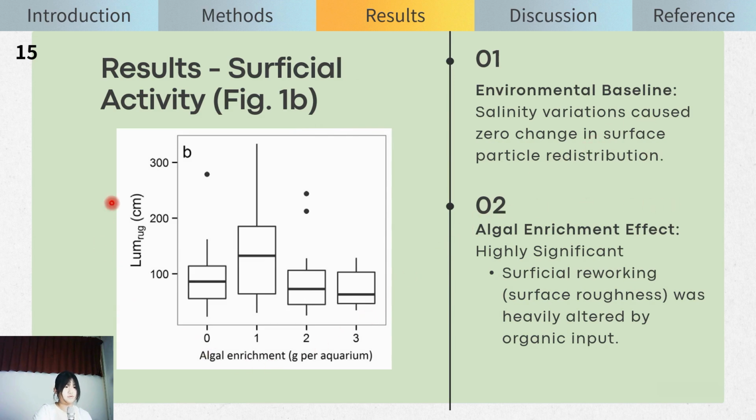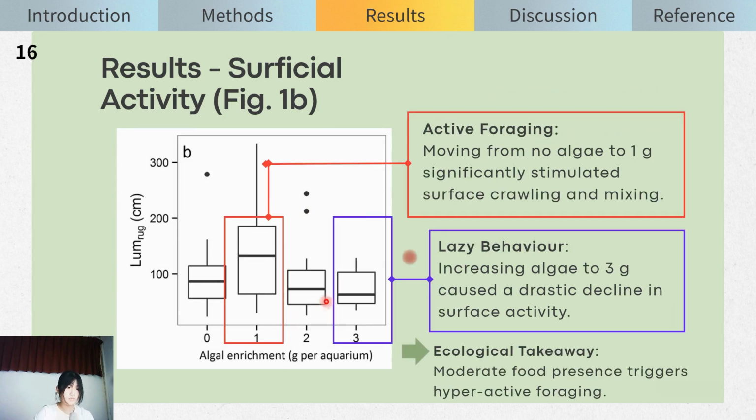We can see this in the superficial activity. Salinity variations cause zero change in surface particle redistribution, while the algal enrichment effect is highly significant. Looking at figures 1a and 1b, moving from no algae to 1 gram significantly stimulates surface crawling and mixing.